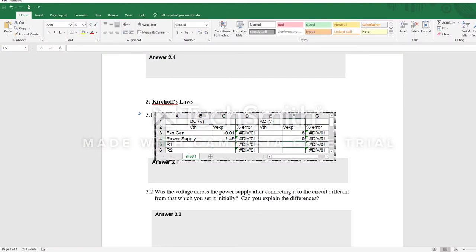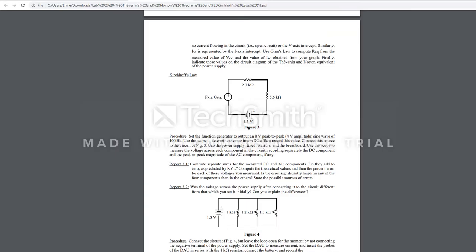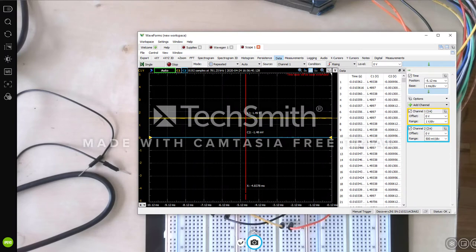All right. Now we measured AC and DC components on the AC and DC supplies, and as expected, the AC supply has a peak-to-peak AC value of 8 volts and almost zero DC voltage, and the DC supply has almost 1.5 volts, which is the supplied voltage, and zero AC voltage. Now let's measure the DC and AC components on the 2.7 kilo ohm and 5.6 kilo ohm resistors.